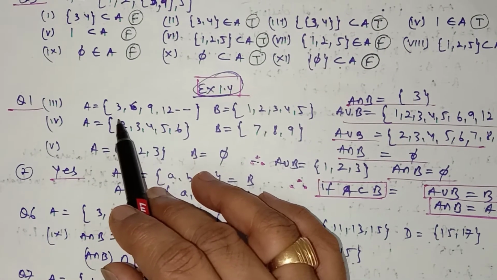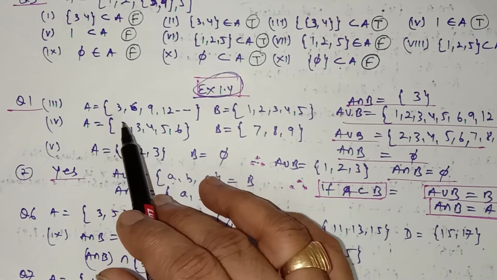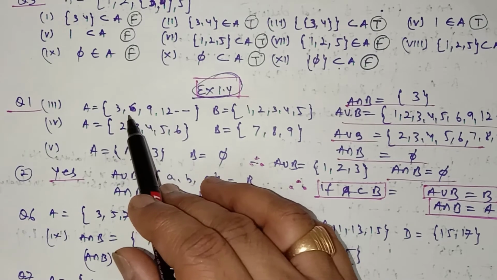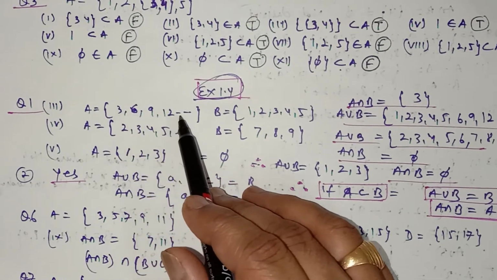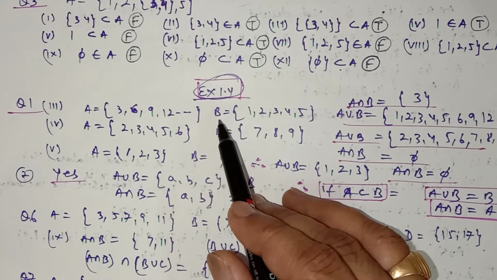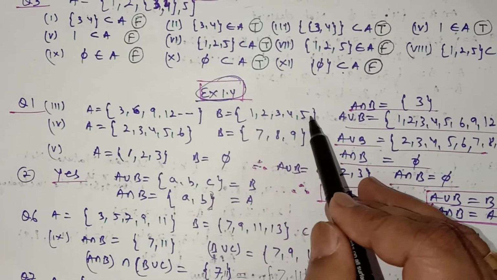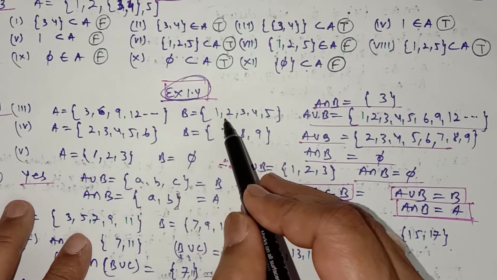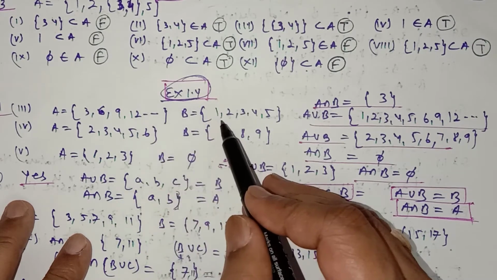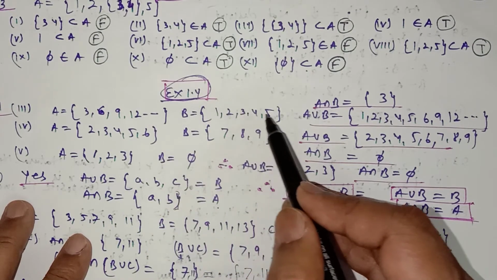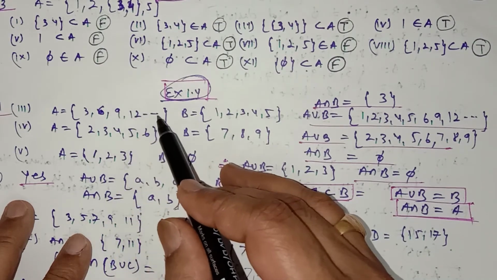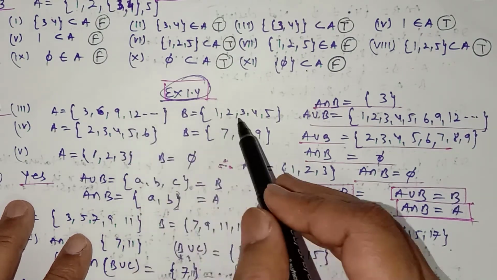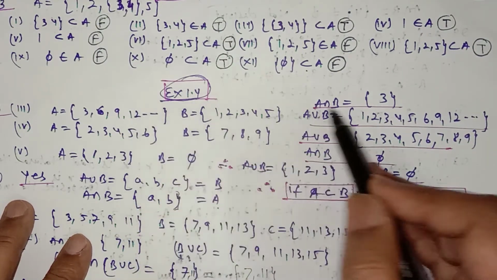So first of all, question number 1, third part: X is the natural numbers that are multiples of 3. First convert into roster form, that is 3, 6, 9, 12 and so on. And set B is given as natural numbers less than 6, which is 1, 2, 3, 4, 5. You have to find the union of these sets. You can easily find the union, that is the elements which belong either in A or B. So 1, 2, 3, 4, 5, 6, 9, 12, 15 and so on. And in question number 5 you have to find the intersection. Intersection is the common element, which comes out to be 3 only.